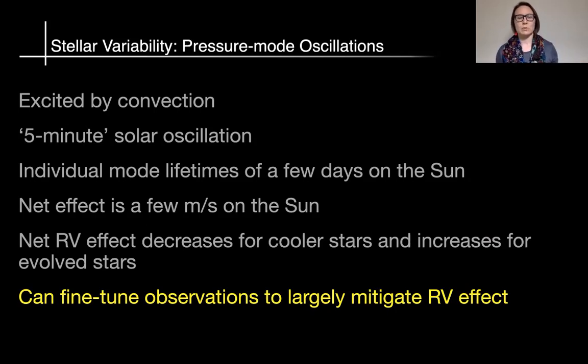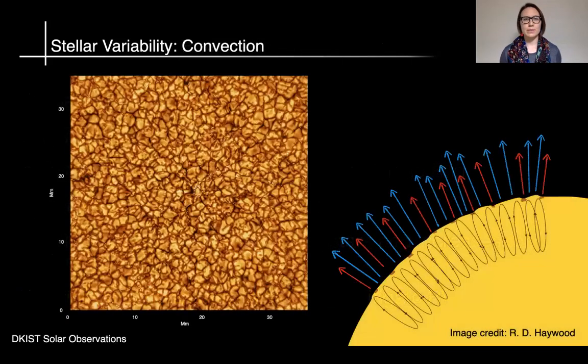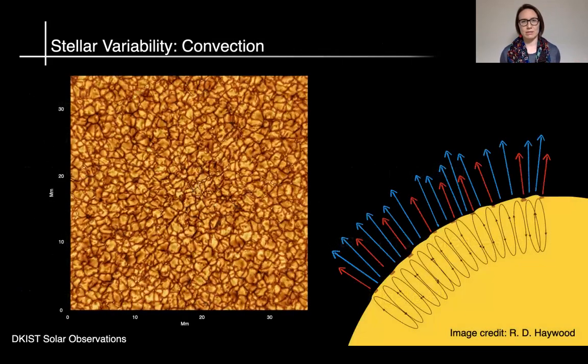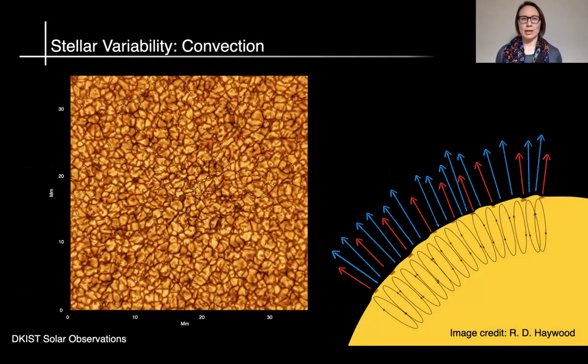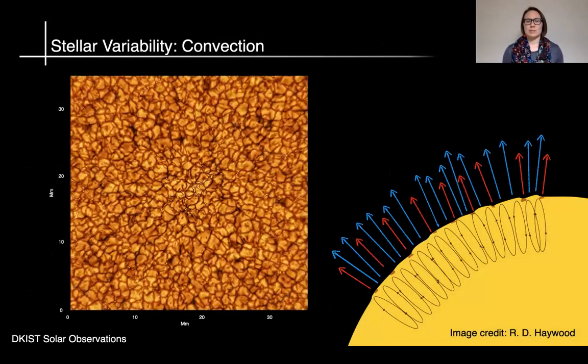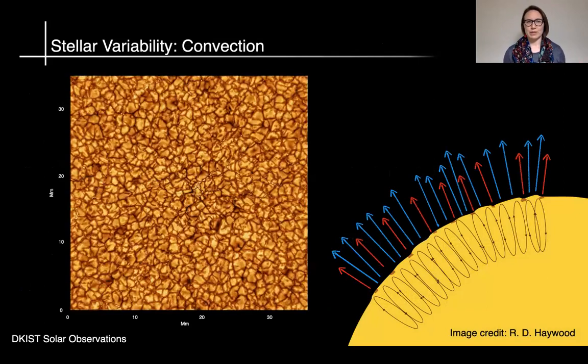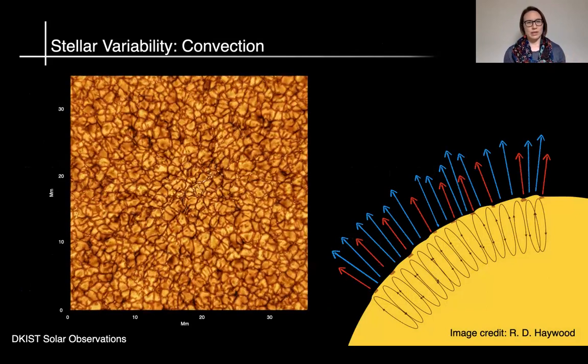But for this effect, we can most likely just fine-tune our observations and minimize it, at least to the 10 centimeter per second level. If you want to go sub 10 centimeters per second, we may be looking at a new ball game. But let's go back to this big global picture here of the convection again. Okay, so we've got convection.